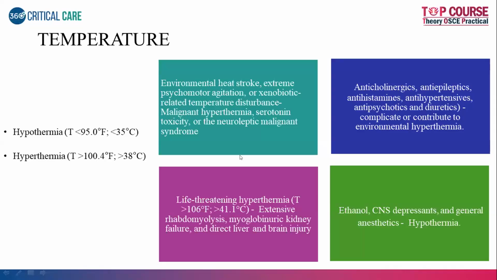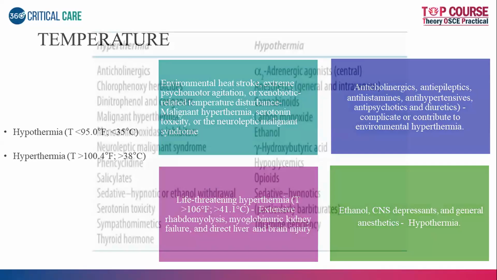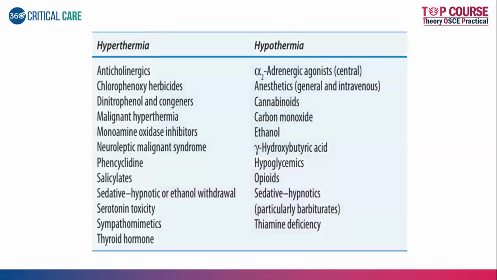Usually environmental heat stroke and malignant hyperthermia result in life-threatening hyperthermia, which may lead to extensive rhabdomyolysis, AKI, and sometimes direct liver as well as brain injury. Whereas certain drugs like ethanol, CNS depressants, and general anesthetics may cause hypothermia. So we've already discussed what causes hyperthermia and what causes hypothermia. Other examples of hypothermia are general anesthetics, carbon monoxide, ethanol, and hypoglycemics.